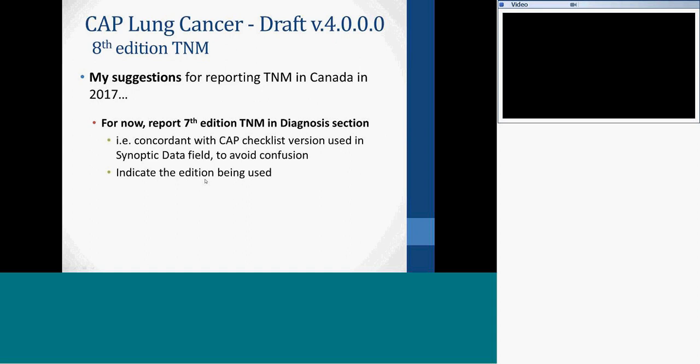So in this situation, this is a pT2a N1 tumor, in brackets, 7th edition TNM. Just to make it absolutely clear.